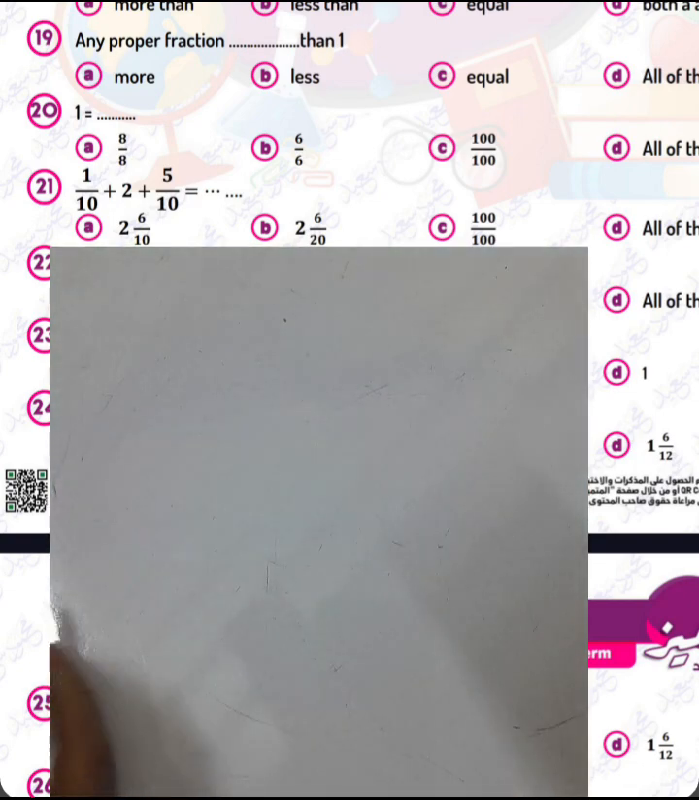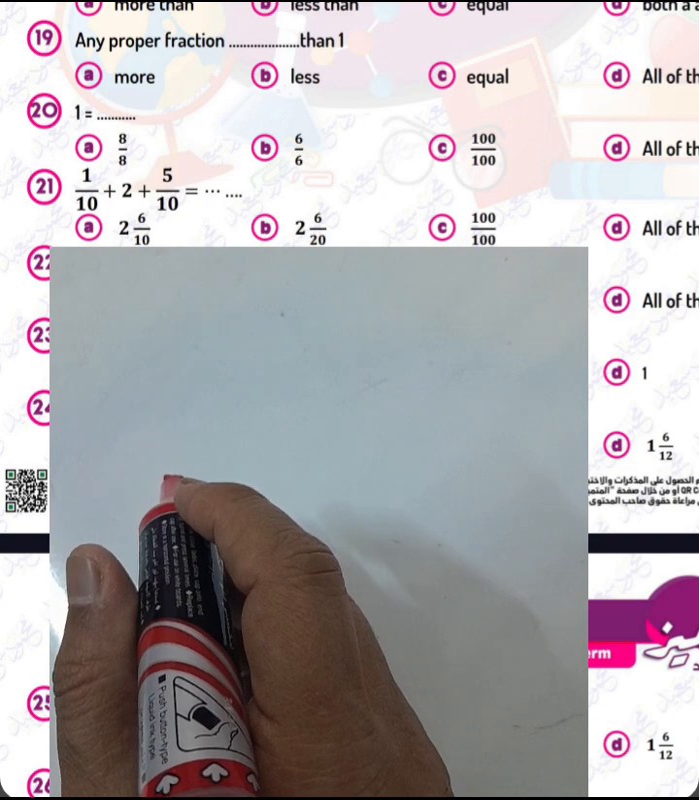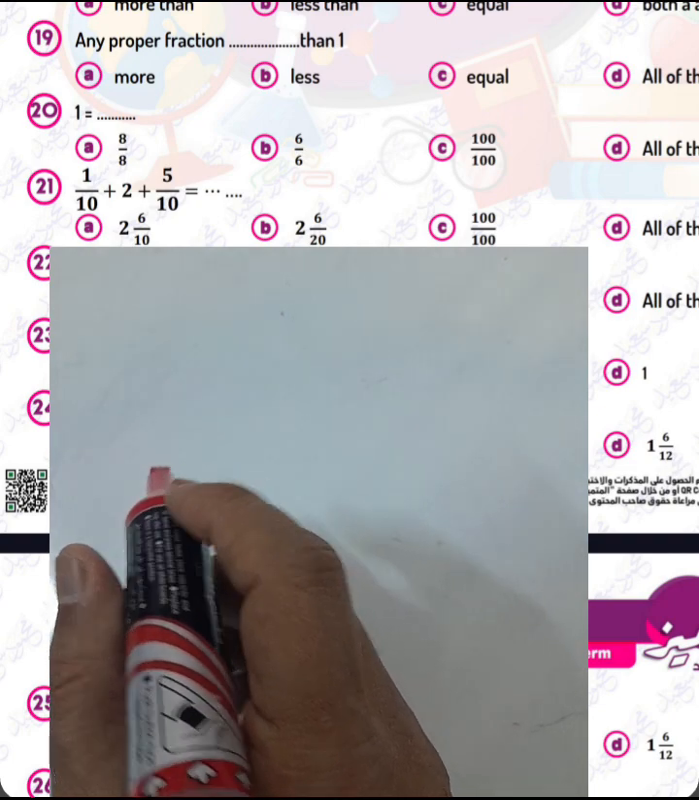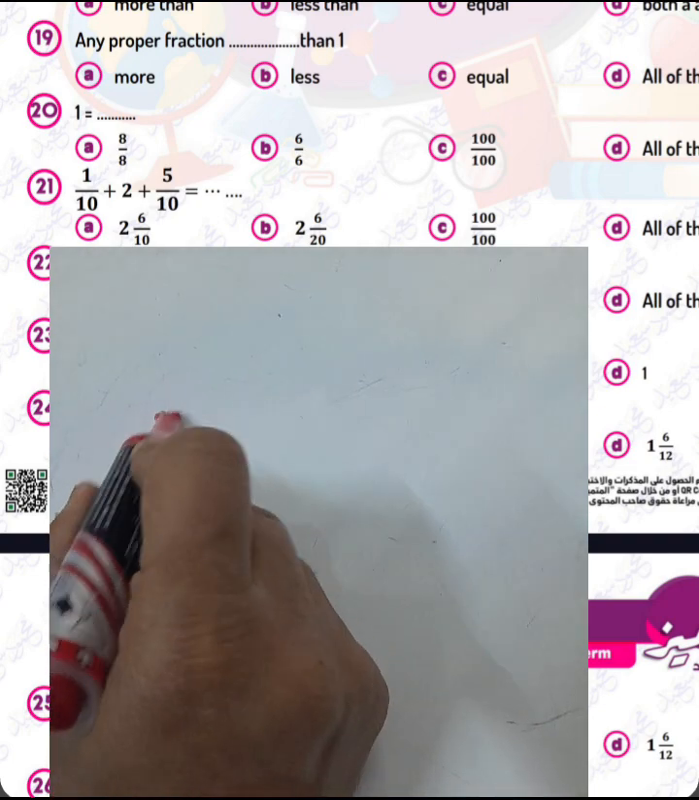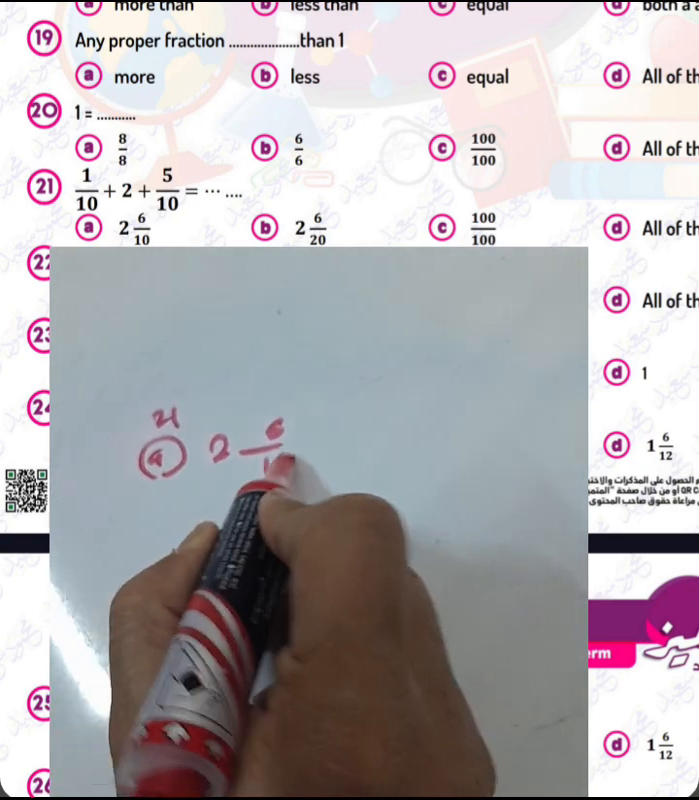Okay, or you can write here 2 and 6 over 10. Choose letter A about question 21. 2 and 6 over 10. Choose letter A.